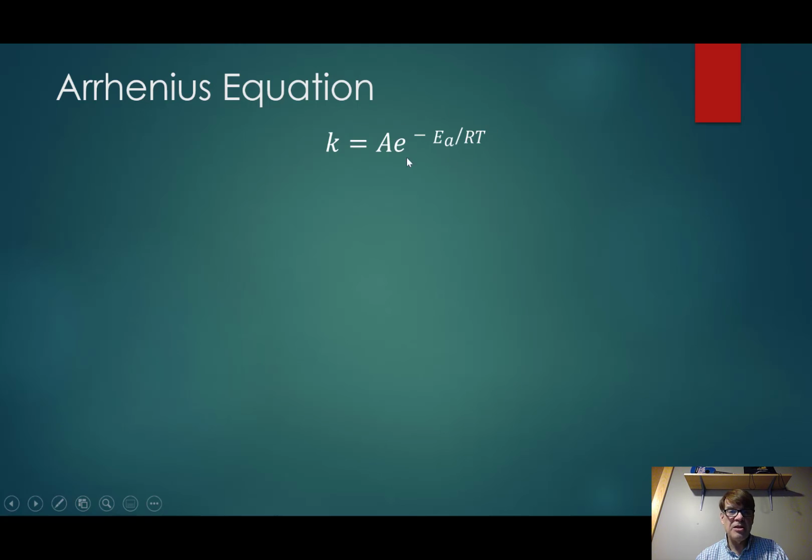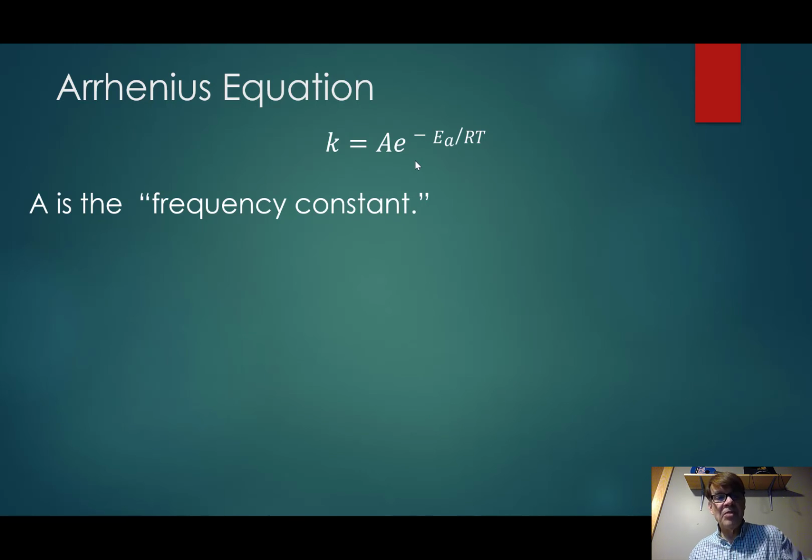So we just had that, this is F, right? e to the minus EA over RT. We just had that formula. It's the formula for the fraction of molecules that are ready to go. What is A? A is another constant. A is sometimes called the frequency constant. It's not exactly constant. It does vary slightly with temperature and such, but it's constant enough for us to treat it as a constant.